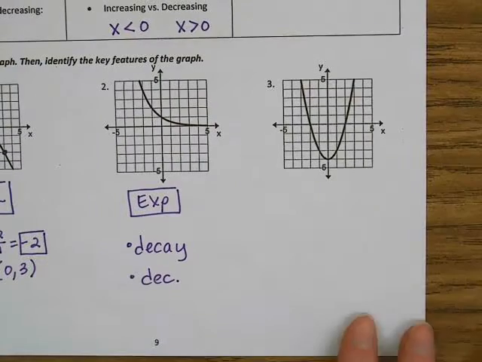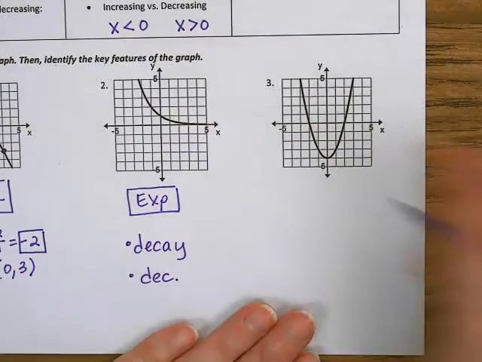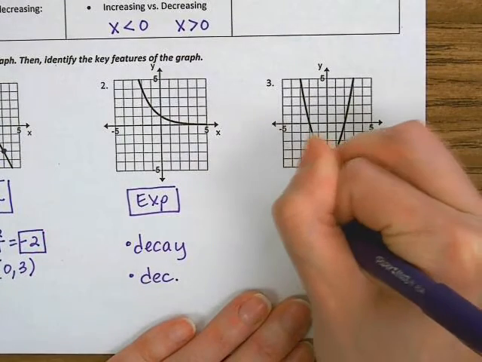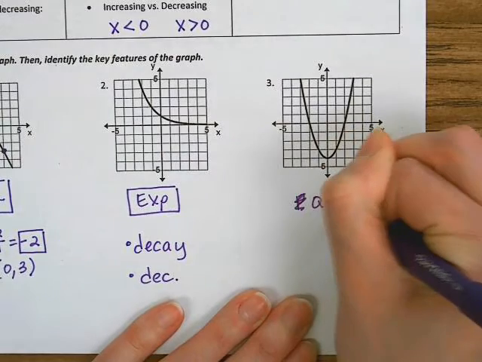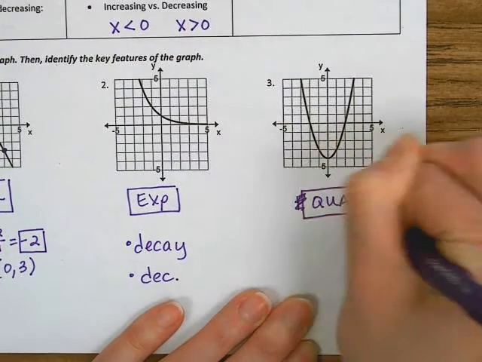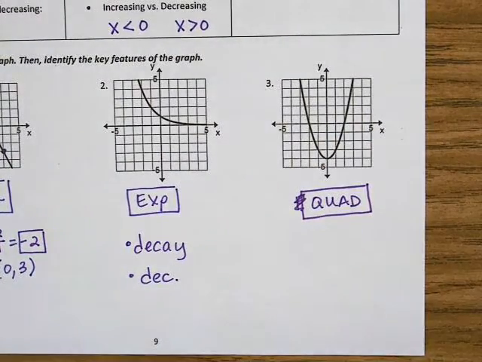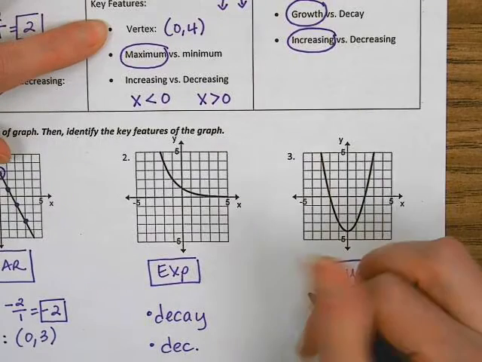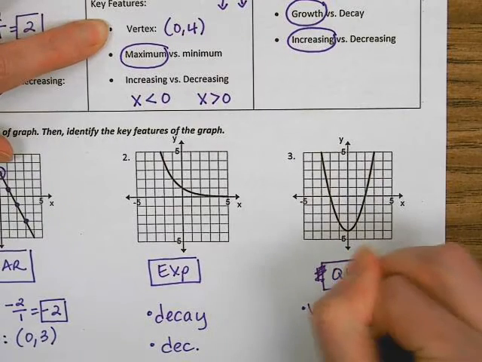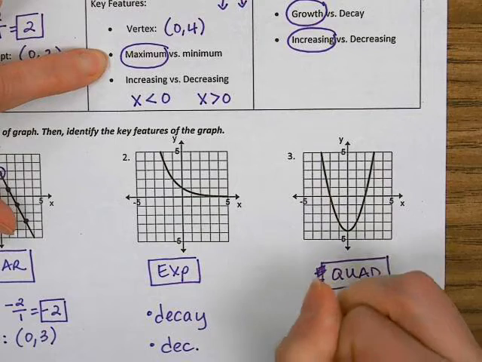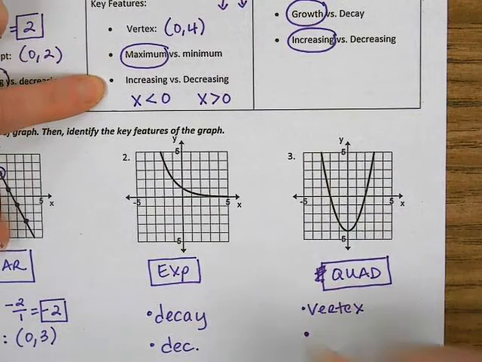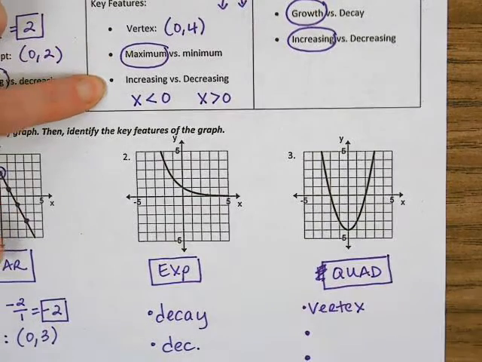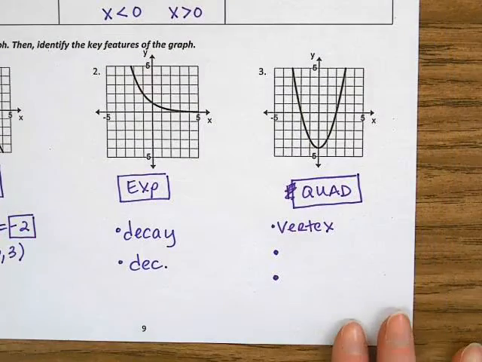And lastly, number 3, that is our U. That is our parabola. So we're going to write quadratic. It's a quadratic function. For a quadratic, we need vertex. We need to say if it's a max or a min. And we need to say where it's increasing or decreasing.